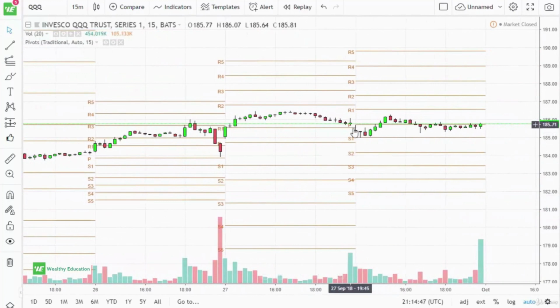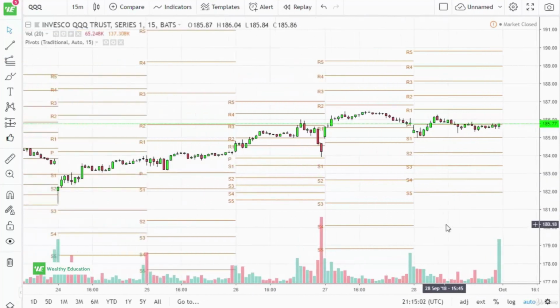And you can see we gapped lower here. We found support at support 1, rallied to the pivot. That's a nice quick little trade. Kind of died out after that, but full disclosure, this is a Friday. So really by the time you get halfway through the session, you're losing volume anyways.